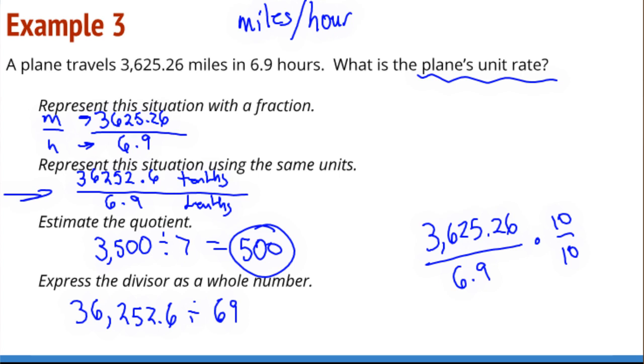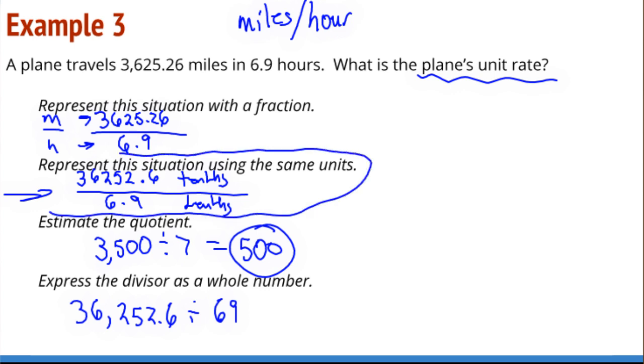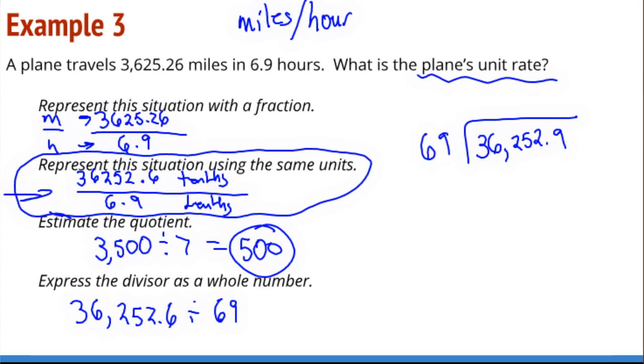And of course, at this point, I can actually do a bit of division. This middle section may seem kind of silly, but we're just extending our thinking as far as place value and how things work. Nothing earth-shattering there. All right, so I've got 36,252 and 9 tenths, and I'm going to divide that by 69.